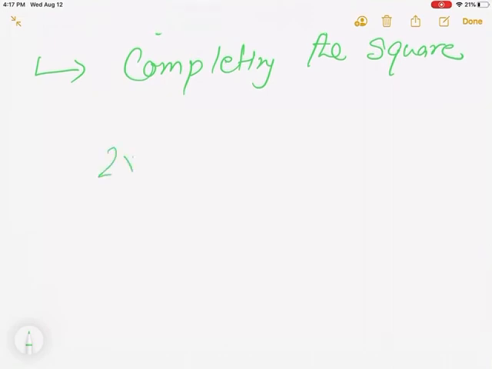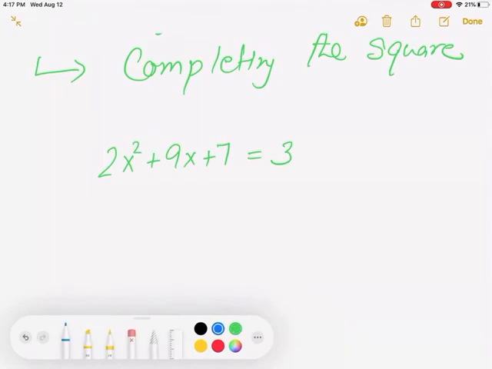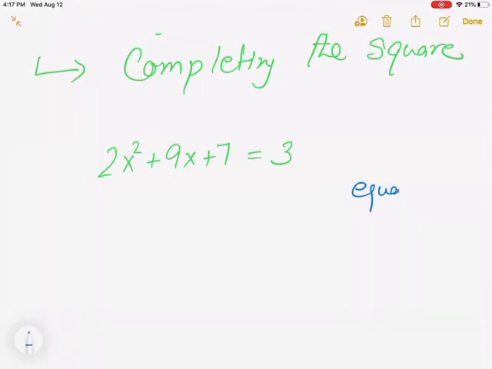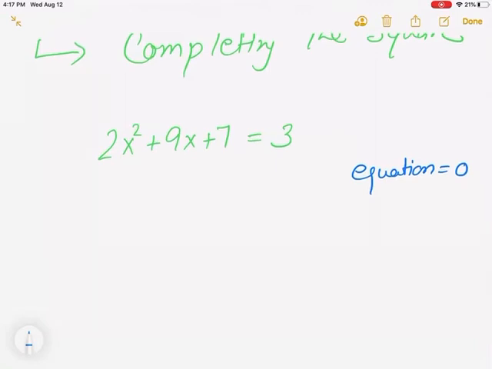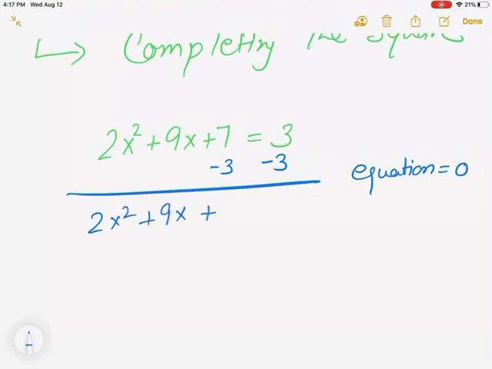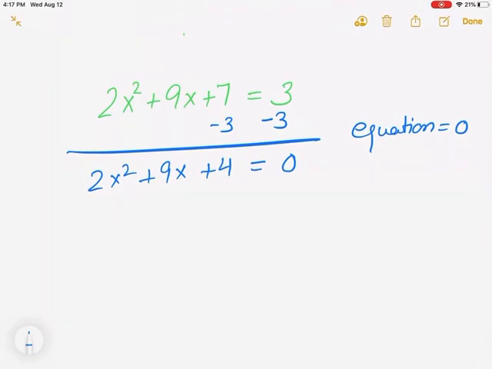Let's say I have 2x squared plus 9x plus 7, and it's equal to 3. First thing, always make sure the equation is equal to 0. So it's not equal to 0, so first you have to simplify that. 2x squared plus 9x, I'm sorry, plus 4, and it's equal to 0. If you're solving this by factoring, again, you really needed to know that first.